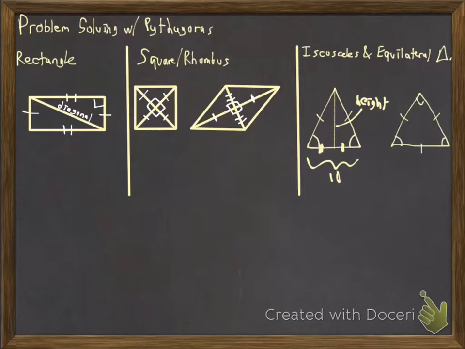And the exact same thing for the equilateral triangle as well. Equilateral meaning all three sides are the same, are congruent. But if we have the altitude, again, we have two congruent sides. So let's go ahead and move on to some problems. Now that we have the properties of these figures identified, let's go.